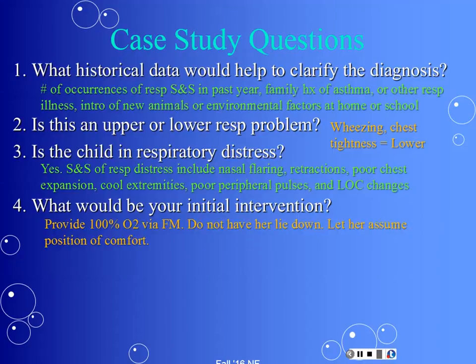Okay. All right. So you want to give her oxygen. We can do 100% via face mask. We're not going to let her lie down.